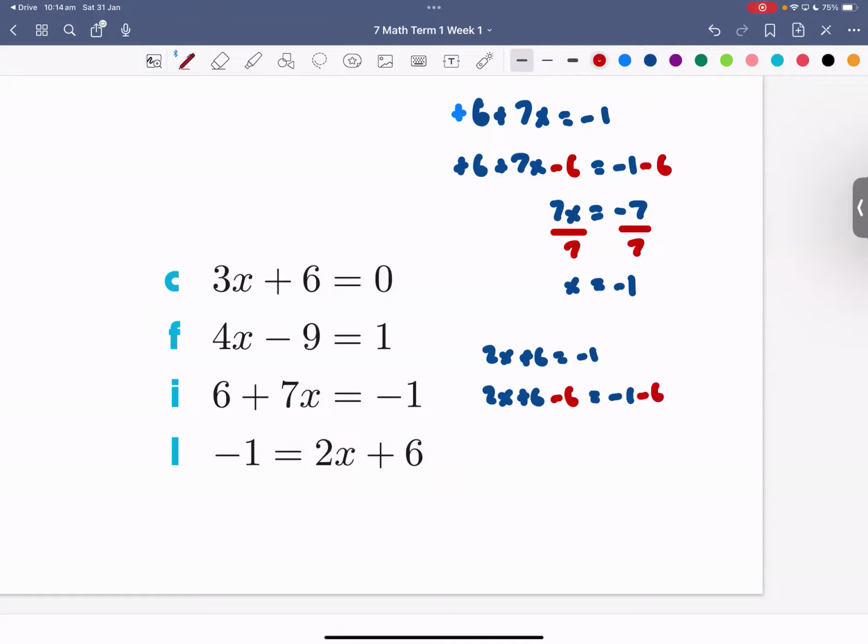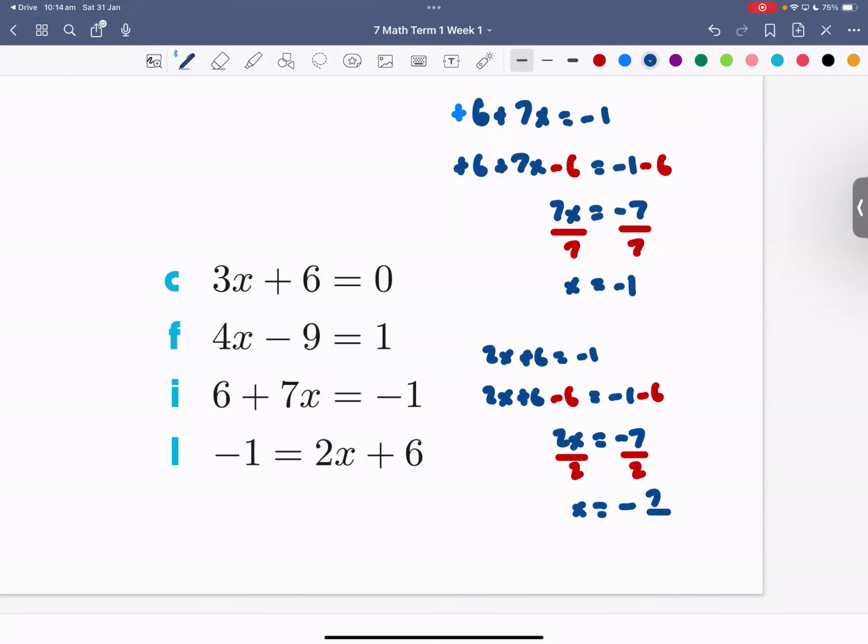And 2x plus 6 take 6 is 2x. And -1 minus another 6 is -7. Good work. Then we divide both sides by 2. Divide this side by 2, and then we divide that side by 2. So then I have x equals -7 over 2.